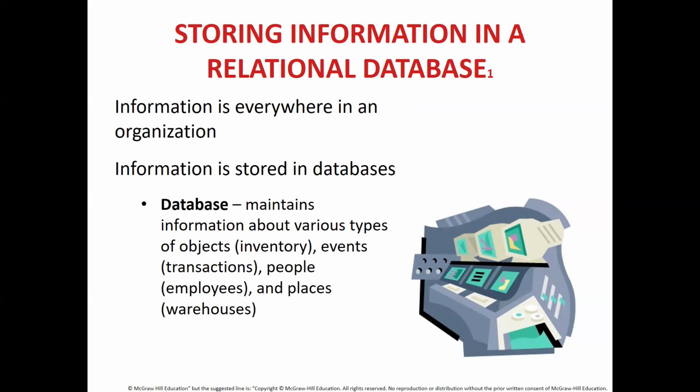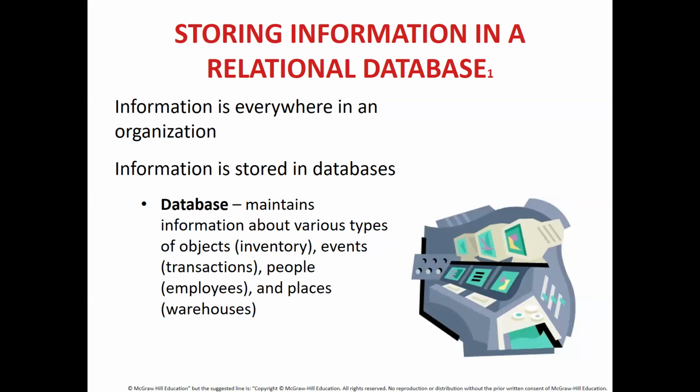Information is stored in databases. So a database maintains information about various types of objects, inventory, events, transactions, people, employees, and places, warehouses. Now, a database is basically a collection of records. The collection of records over here would be all the types of business activities that take place within the organization. They are recorded in a database management system in different databases.